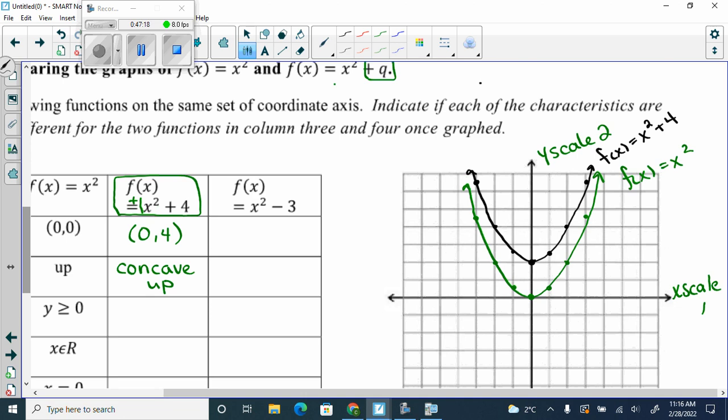Is my range still greater than or equal to 0? No. What's my lowest y value now? 4. Is it equal to it? Yes, I have a closed dot on there. And then it's greater, because the arms are going up. So we're going to do y such that y is greater than or equal to 4, y in the reals.